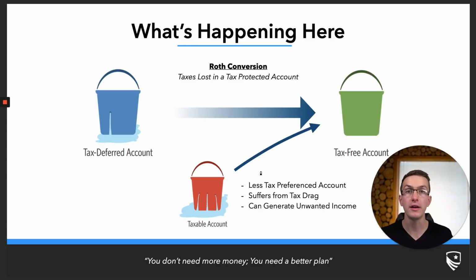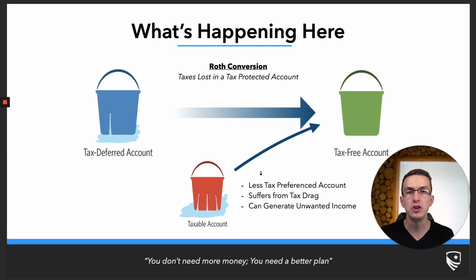If we have three buckets, okay, and we're making a Roth conversion, and we're taking money from our tax deferred account, converting that to our Roth IRA, and we're paying taxes out of the conversion. Essentially what we're doing is we're losing taxes in a tax protected account. We're instead leaving taxes in our taxable account. Now our taxable account, as we just showed, has a tax drag to it. It is a less tax preference account because that growth is not protected. And it can generate unwanted income in the form of dividends, in the form of surprise capital gains inside of a mutual fund. And so it can have other implications within our retirement plan as well.